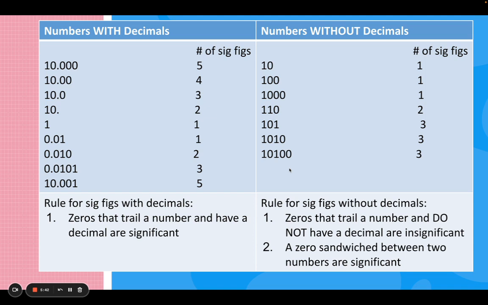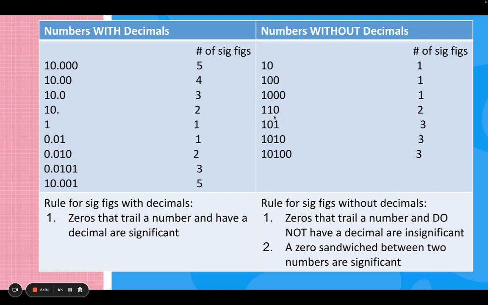First of all, the zeros that are trailing are insignificant if there is no decimal. So this first one, 10, if I put a decimal at the end of it, that makes the 0 significant. Without a decimal, it's insignificant. So the 0, if it's trailing a number, needs to have a decimal in order to be significant.